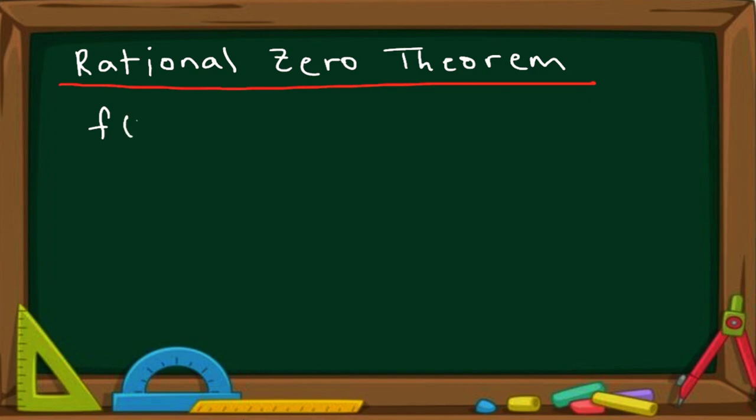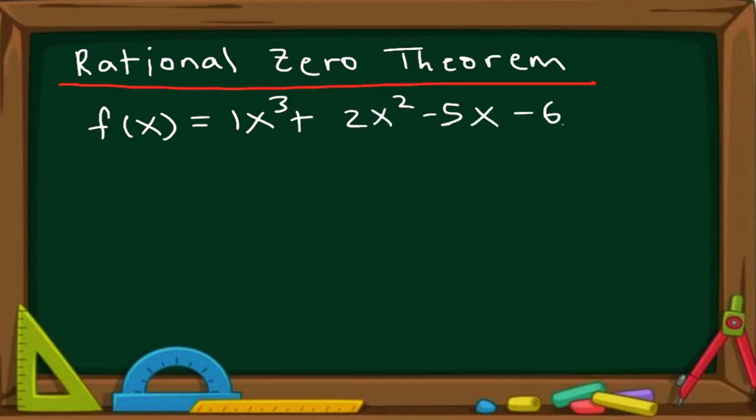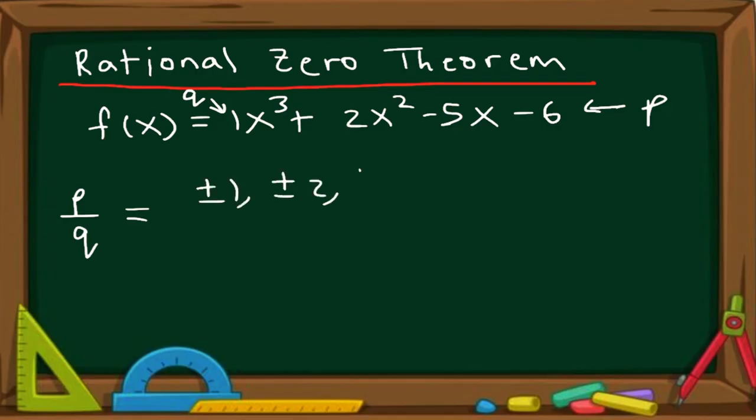So here's an example. Let's say that f of x is equal to 1x cubed plus 2x squared minus 5x minus 6. And let's list all of the possible rational zeros. So we need to divide p by q, and p is associated with the constant term, q is associated with the leading coefficient. So factors of p, or factors of -6, include plus or minus 1, plus or minus 2, plus or minus 3, and plus or minus 6.